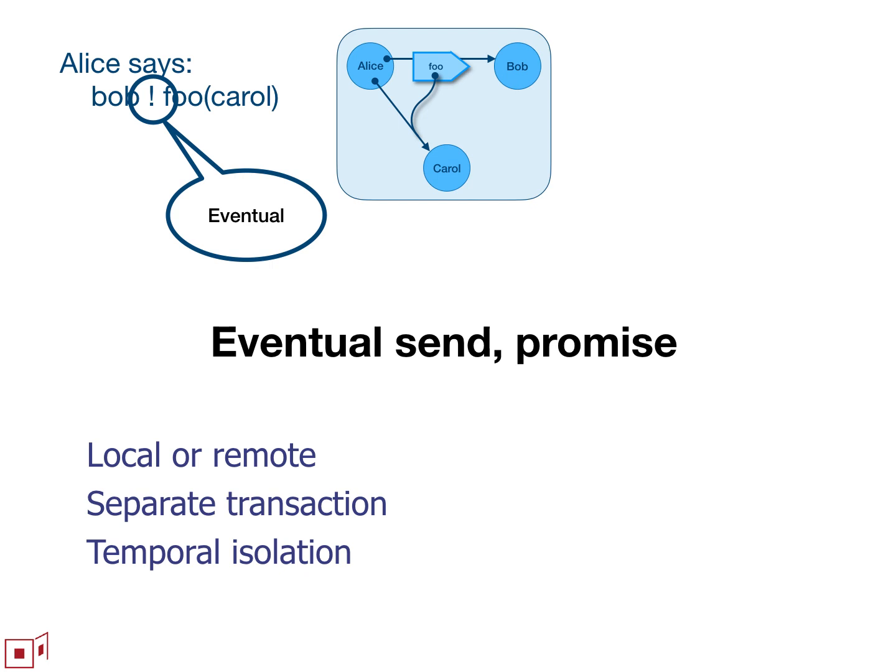Alice's transaction completes without being affected at all by Bob's activities in reaction to the message. And likewise, when Bob receives the message, that starts a new transaction. So you have nice temporal isolation, keeping them from disrupting each other. So now Bob can be local or remote. Alice doesn't have to care where Bob is. It's the same programming paradigm.